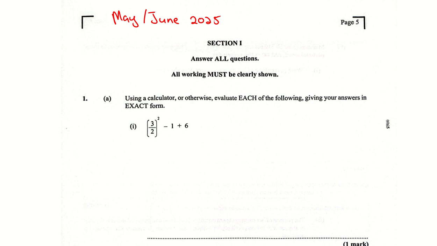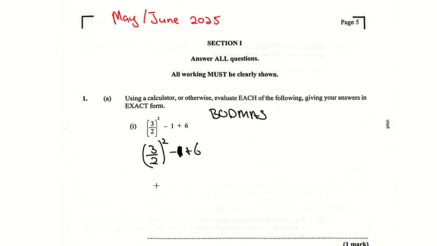When they say "or otherwise," it means to show working and calculate it manually rather than use a calculator. So (3/2)² − 1 + 6. Whenever we have questions like this, we apply BODMAS. By "like this," I mean a question with different operations. This one has a power, a minus, and a plus. According to BODMAS, we do brackets first.